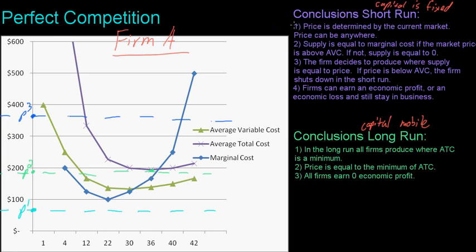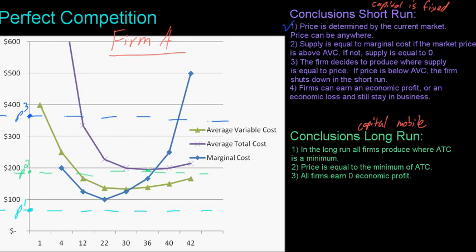So price can be anywhere. It's determined by the current market. So we're done with that. Then second, supply is equal to marginal cost if the market price is above average variable cost. And if not, supply is equal to 0.